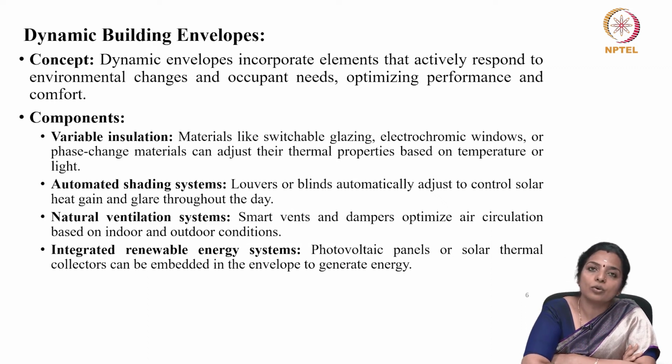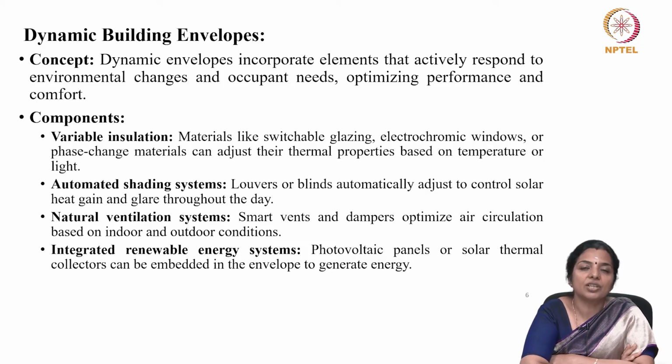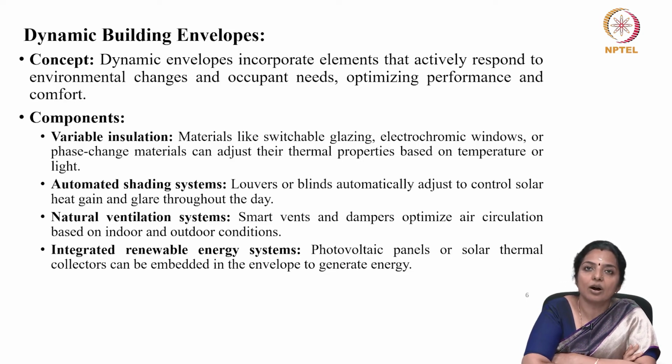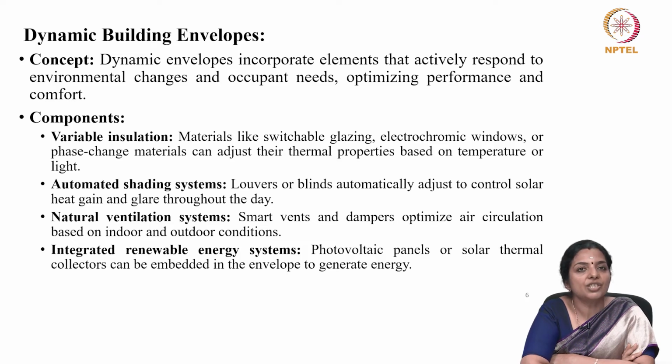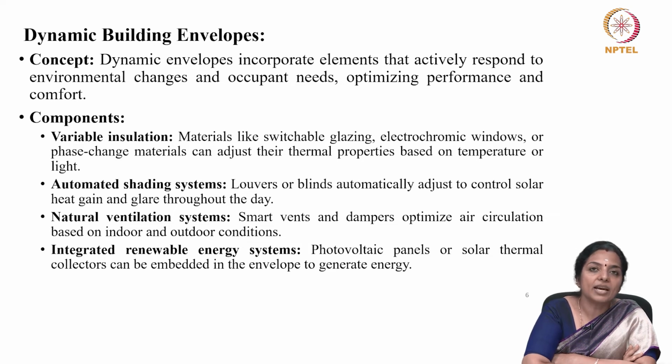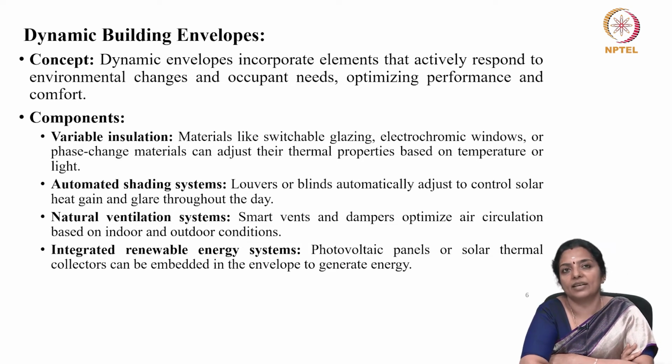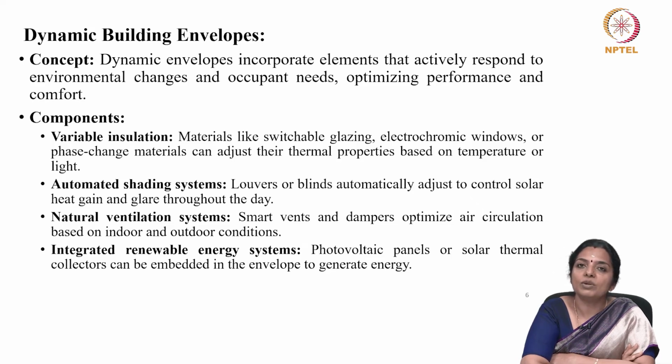Electrochromic windows will change the color of the glazing depending upon the solar radiation outside. When the solar radiation increases and you do not want ingress of solar radiation, the glazing becomes darker. Or you can use phase change materials that can adjust the thermal properties based on the temperature or the light. So, the material will change itself based on the outdoor conditions.